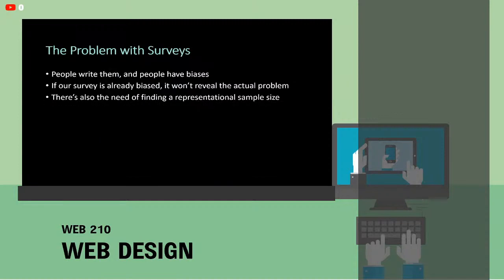Now, the problem with surveys, and we've already mentioned the idea of biases, is that just like we can bake biases into our algorithms, we can bake biases into our surveys. So the potential for bias isn't just in the products that we create, but it could also be in the solutions that we use to try to figure out what we need.